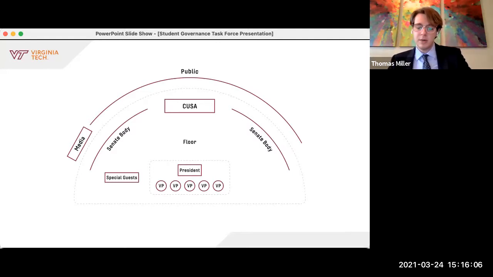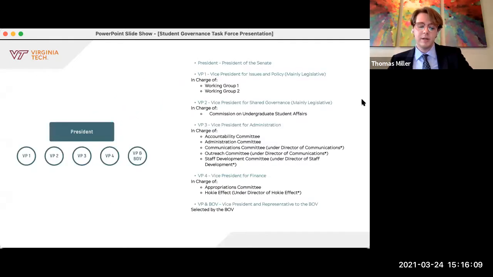From this, continuing with the structure, I want to zoom in on the executive portion, kind of the executive cabinet, if you will, of the USS. This is a bigger change from the current SGA model. SGA currently has a president and one vice president, a secretary, and some other leaders as well. We're taking a lot of the roles that are not vice presidential roles at the moment and raising them up to vice presidential roles. So there is the president of the Senate who will be kind of the most public, outward-facing representative of the body to the university, to students, and also to the public and to the state of Virginia. We have 5 vice presidents.